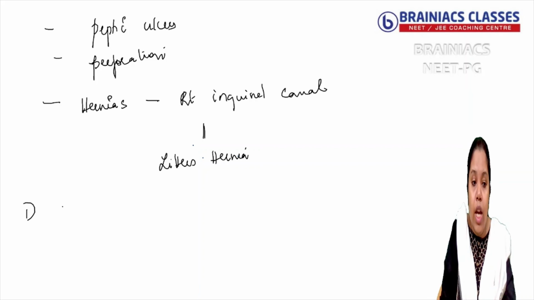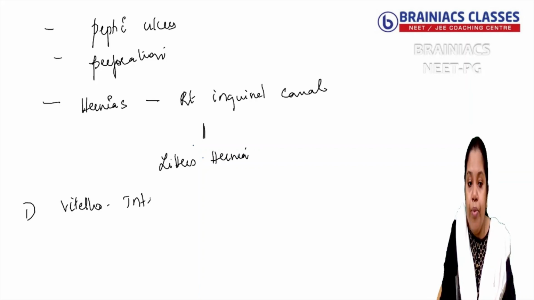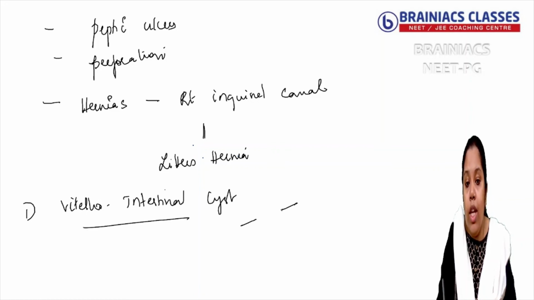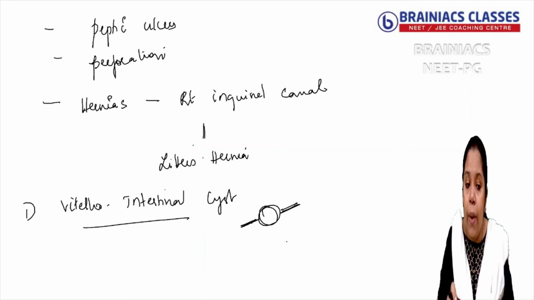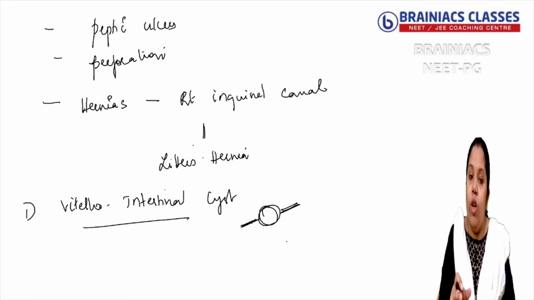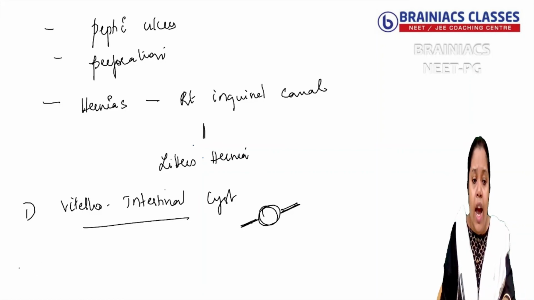The second one is the vitellointestinal cyst. What is happening here? At both ends, the vitellointestinal duct forms a fibrous cord, but at the center there is a cyst formation. So a cyst that is formed in the vitellointestinal duct is called a vitellointestinal cyst. Understand?